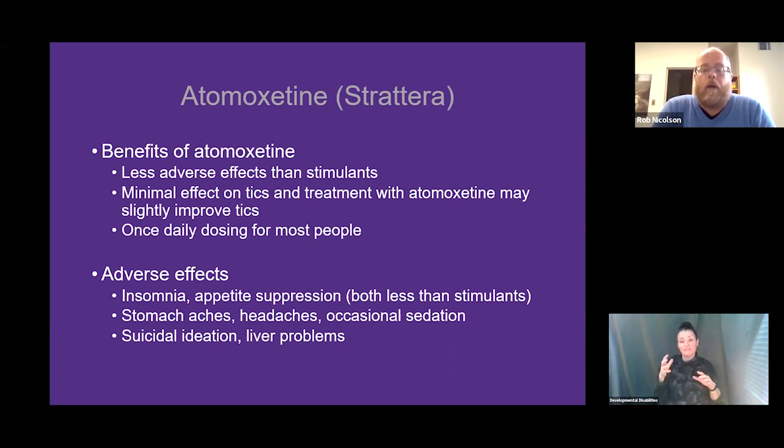So it does have insomnia and appetite suppression as side effects, but less than with stimulants. And certainly people can get stomach aches, especially if they take it on an empty stomach. So it should be taken with breakfast.